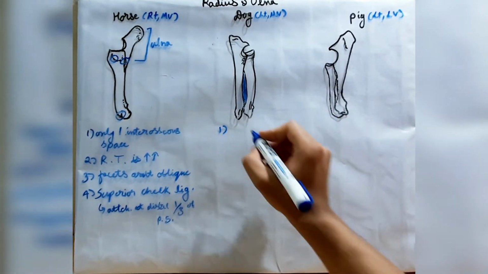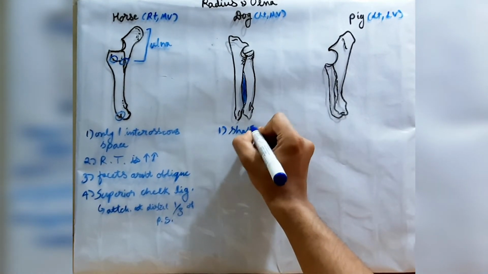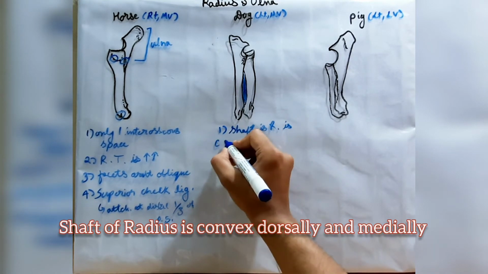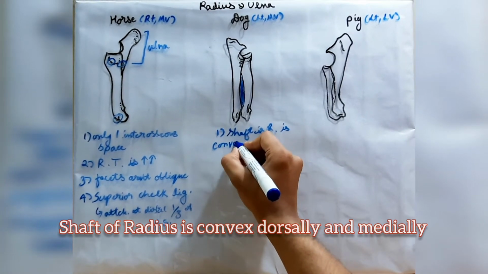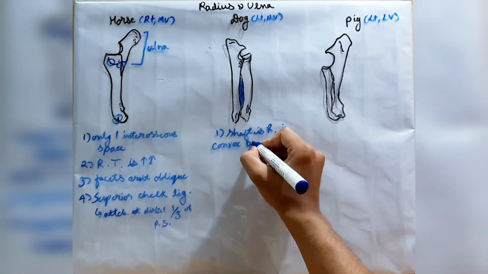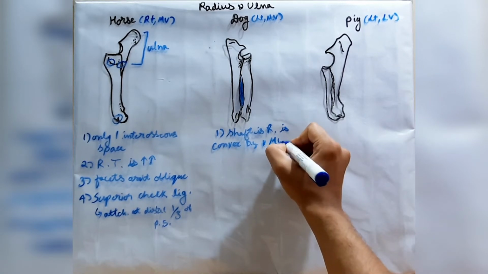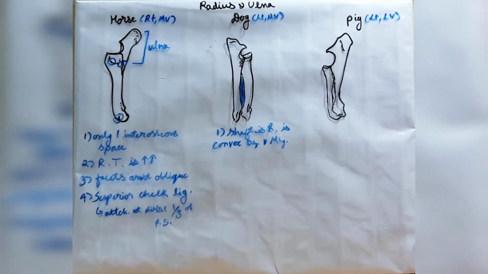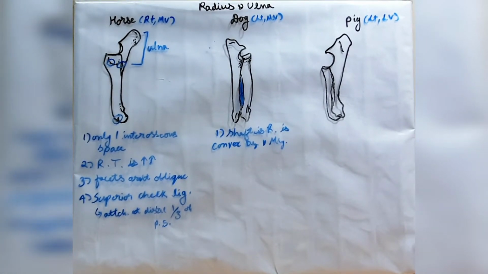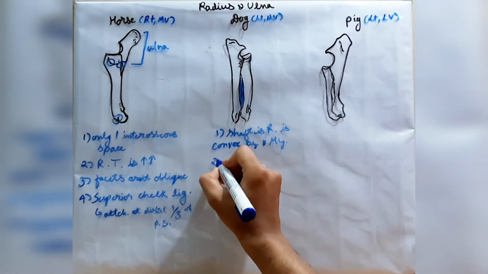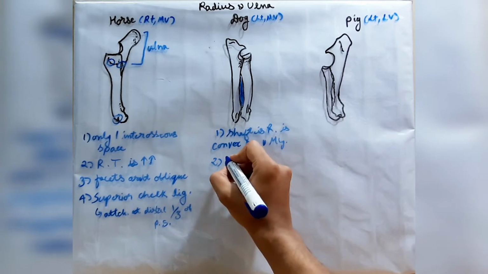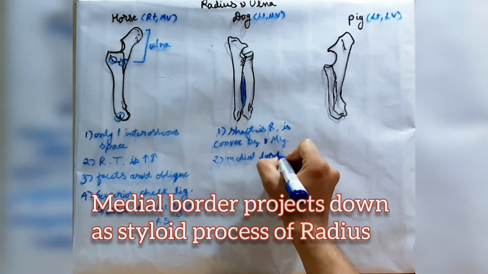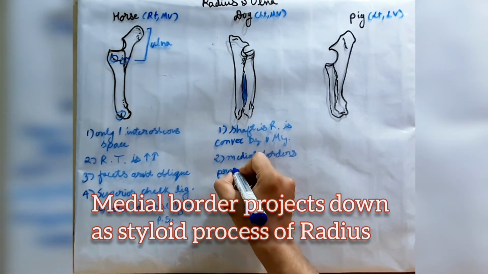Now the first point that I'm going to write is shaft of radius is convex dorsally and medially. So the radius is a little bit curved in shape in case of dog. The second thing that you can see just in the radius is that the styloid process of the radius is well developed. Or I can say the medial border projects as styloid process of the radius.